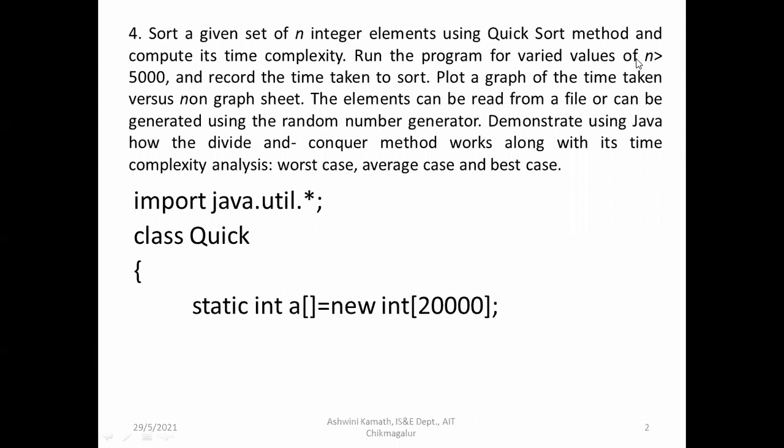Then static int a square bracket, which is equal to new int of 20,000. I told you about this. This is the format used by Java to create an array. When we give static int a, it will just create the reference for the array within the memory. And then we allocate the memory for this using the new operator. New is an operator which allocates the memory dynamically. So new int of 20,000, I'm going to allocate the memory for 20,000 elements.